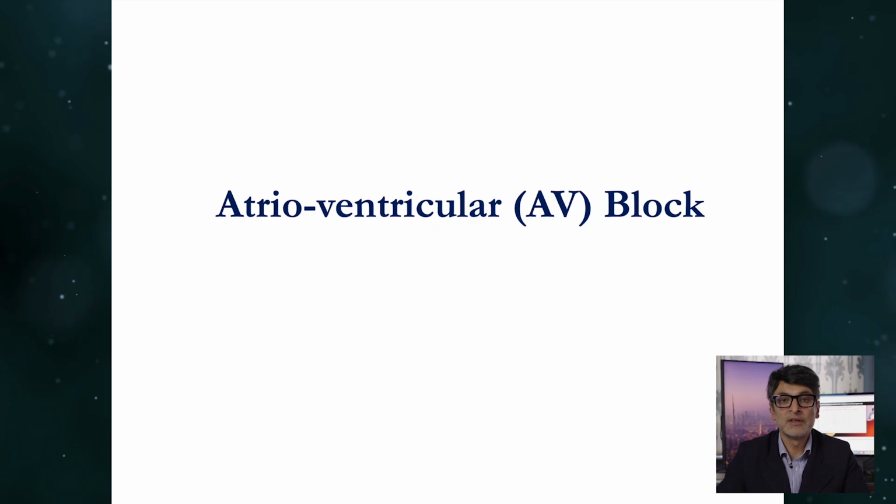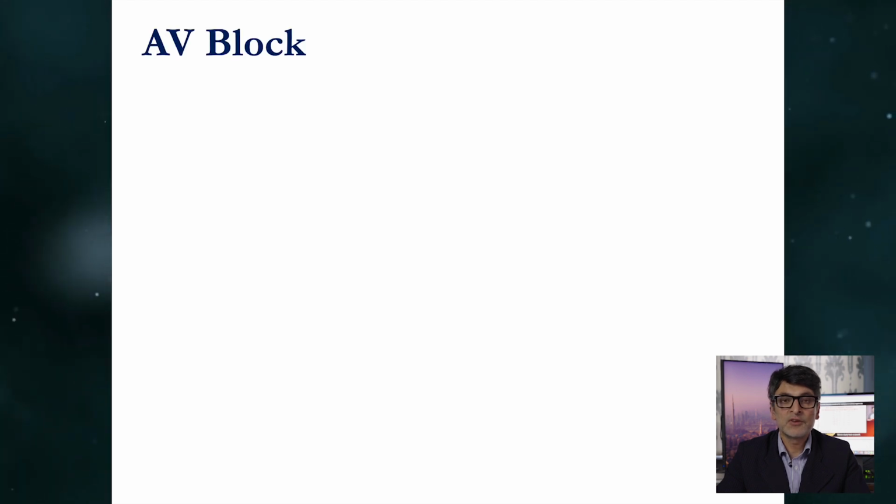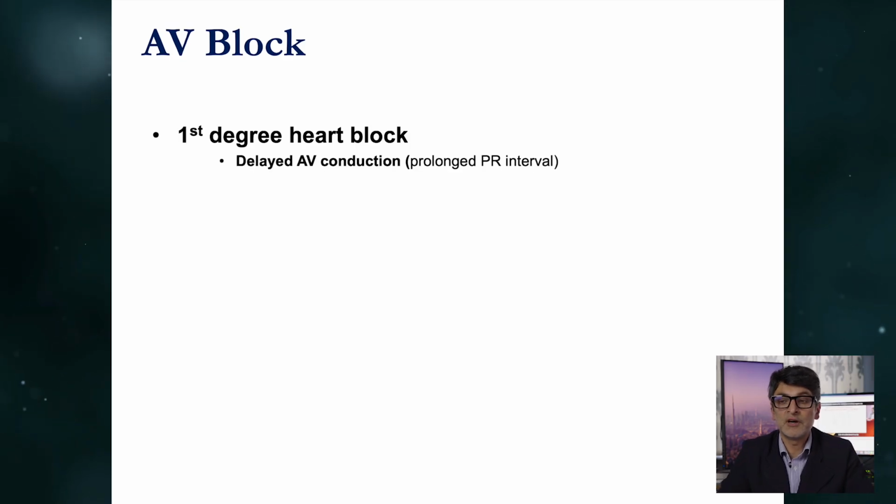And those two questions are, can you see a P wave? And is every P wave followed by a QRS? Ask yourself those two questions and you're never going to have an issue. So let's go through this sequentially. There are three types of AV block. The first type is first degree heart block.